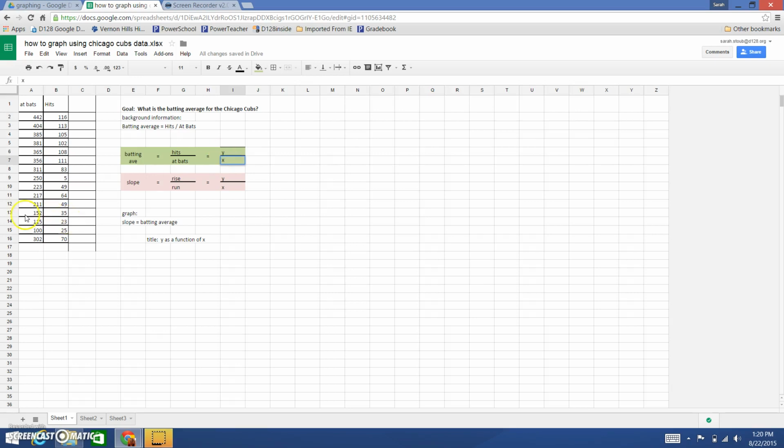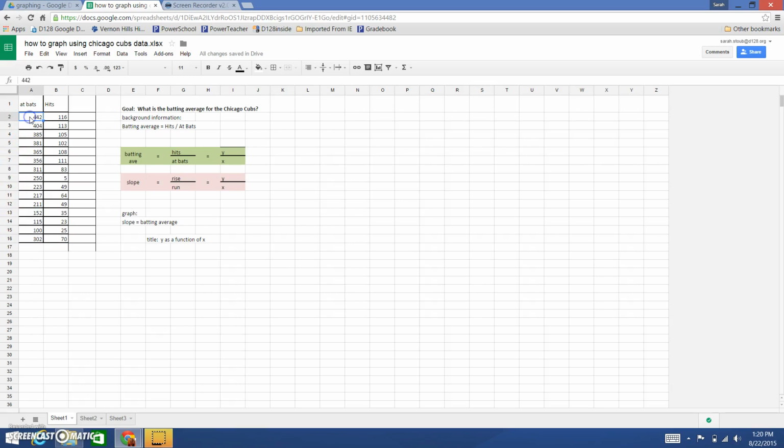Anytime you make a graph in Google Sheets, you're going to have your y-axis, which in this case is my hits, be in column B, and your x-axis has to be in column A. I just so happen to have that. So the first column has to be X, and the second column has to be Y. Since I have that going on, delete these two so they're not being counted in the graph. You can see I've got all my numbers.